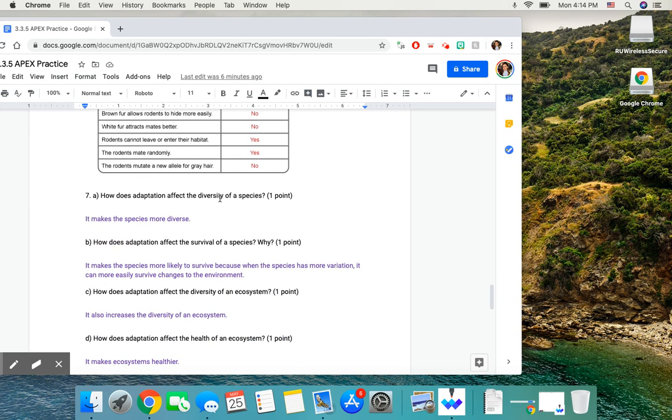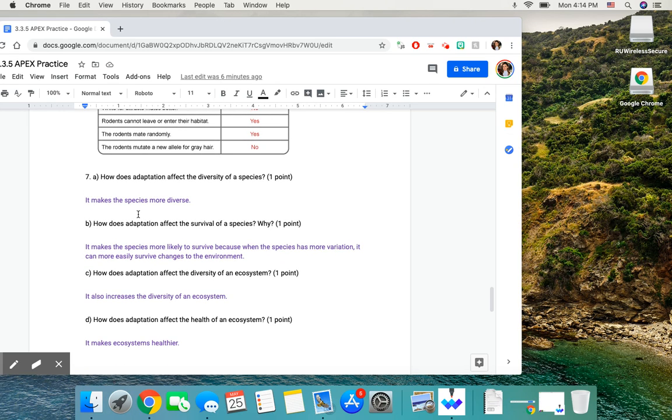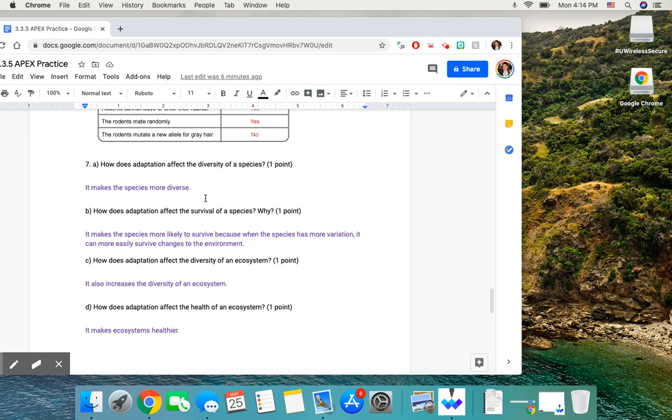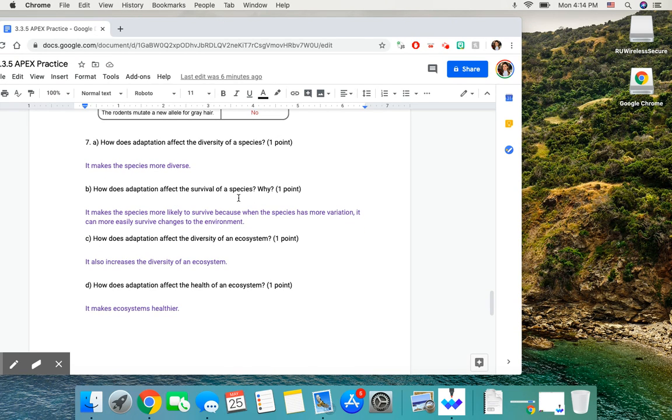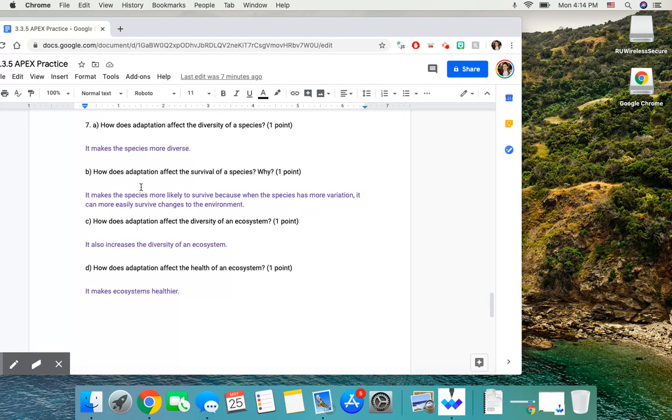7, how does adaptation affect the diversity of a species? So it actually makes them more diverse. Adaptations help to make them more diverse, more genetically different, because those traits are being carried on through each generation. Okay? How does adaptation affect the survival of a species and why? It makes a species more likely to survive because when a species has more variation, it can more easily survive changes to the environment. So think, these organisms are adapting to changes in the environment, so that's going to help them survive, right? We think back to our peppered moths that we talked about, okay? So, the darker moths were able to blend in with the polluted environment, so that adaptation helped them survive more.